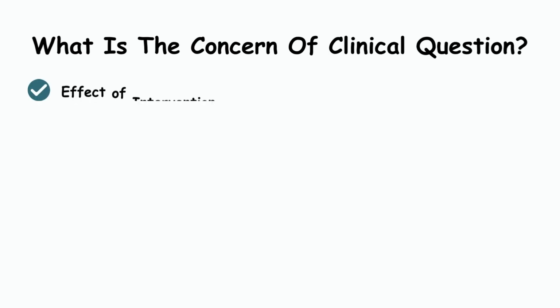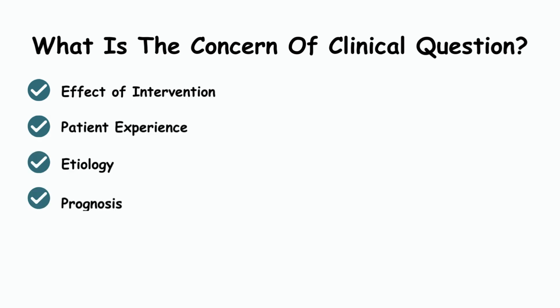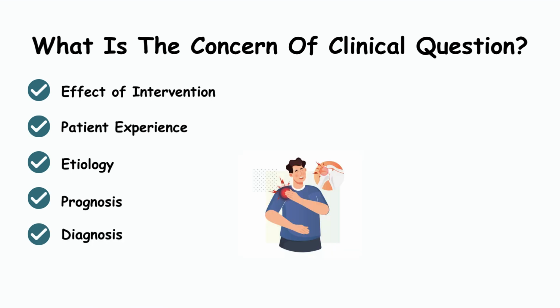The concern of a clinical question is categorized into 5 parts: effect of intervention, experience of patient, etiology, prognosis, that is, course of treatment, and diagnosis. To understand it better, let's take an example of a patient having frozen shoulder.